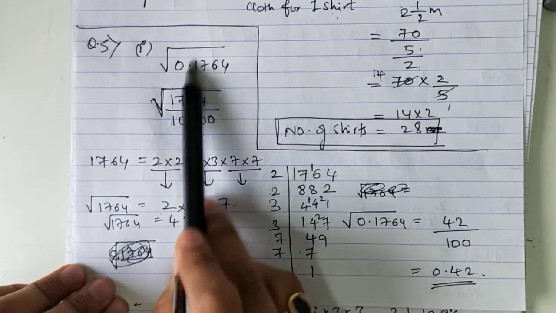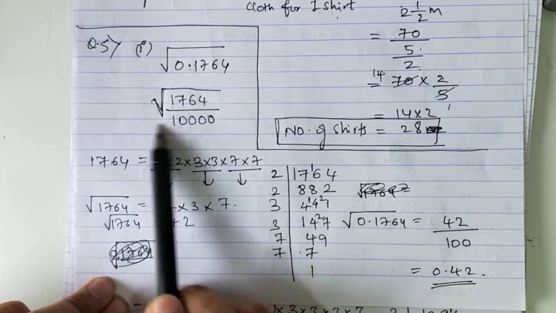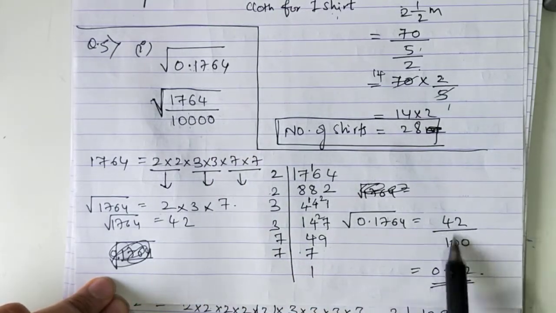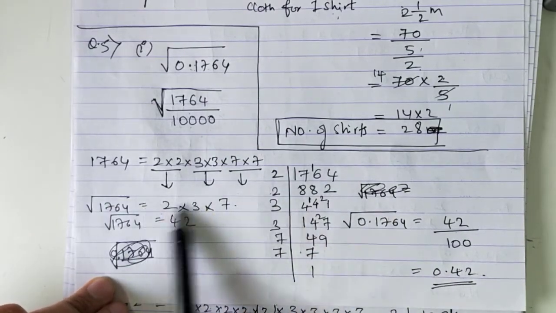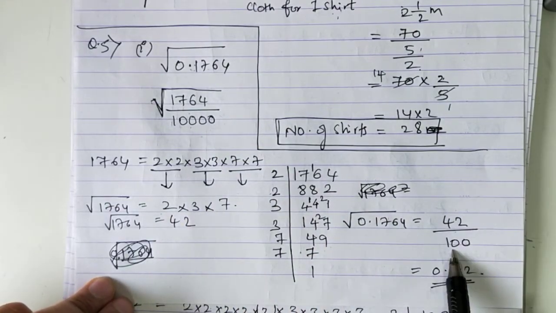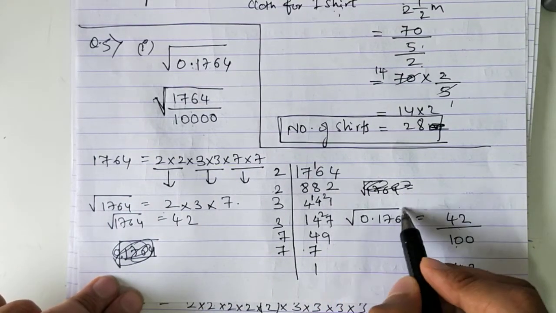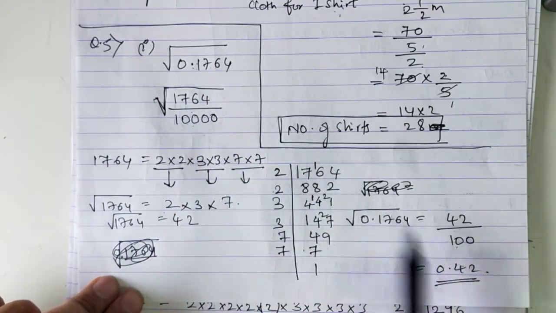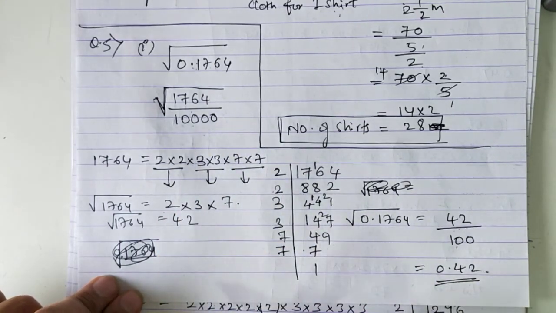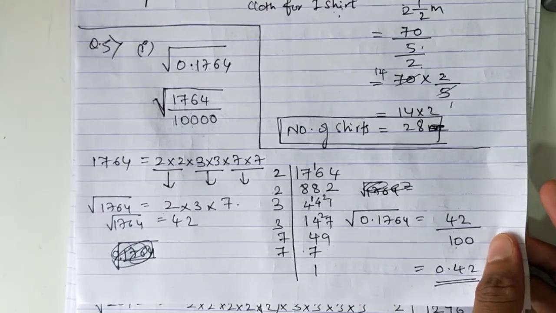First, I removed the decimal point by adding zeros in the denominator, and this square root can be taken directly. This is 10,000, so it will become 100. And 1764, I solved it here. I got 42. So 42 upon 100, that is 0.42. The root sign is gone because we took the square root of 1764 as 42 and the square root of 10,000 as 100. Okay.